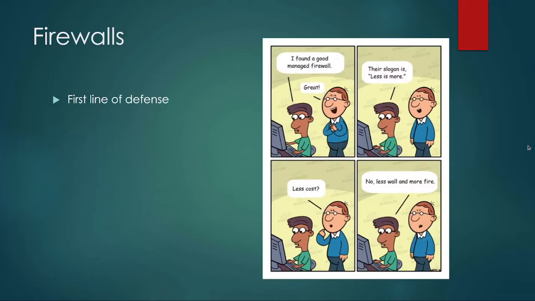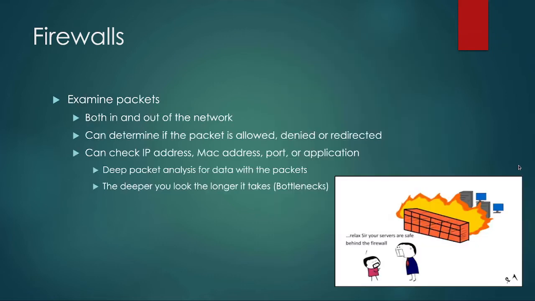Firewalls in general are considered a first line of defense. They are one of the first sets of protection that we will see on our network and or computers. The basic purpose of a firewall is examining the packets that are coming in and out of the network. We can decide if the packet is going to be allowed into the network, or if we would like to deny the packet access, or if we would like to redirect the packet somewhere else.